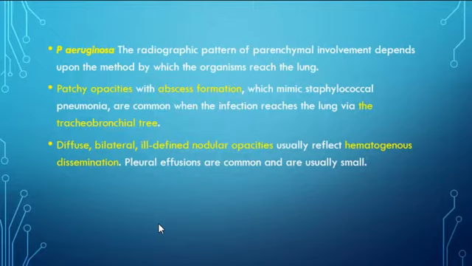In Pseudomonas aeruginosa, the radiographic pattern of parenchymal involvement depends upon the method by which the organism reaches the lung. If the infection reaches the lung via the tracheobronchial tree, then we expect patchy opacities with abscess formation. But diffuse bilateral, ill-defined nodular opacities usually reflect hematogenous dissemination. In every hematogenous dissemination you should suspect diffuse and bilateral.